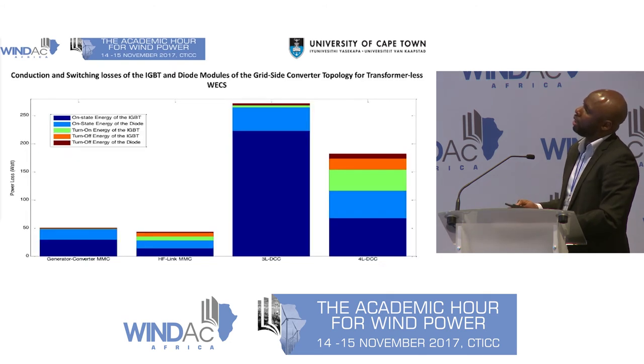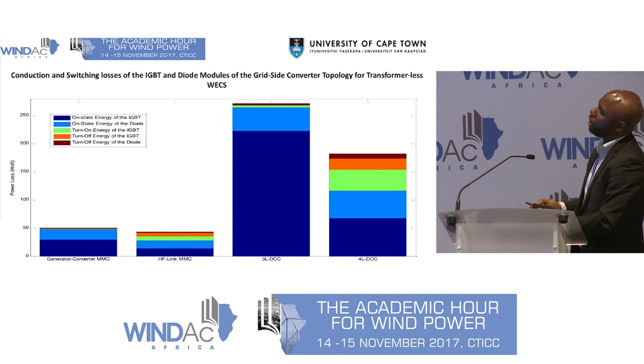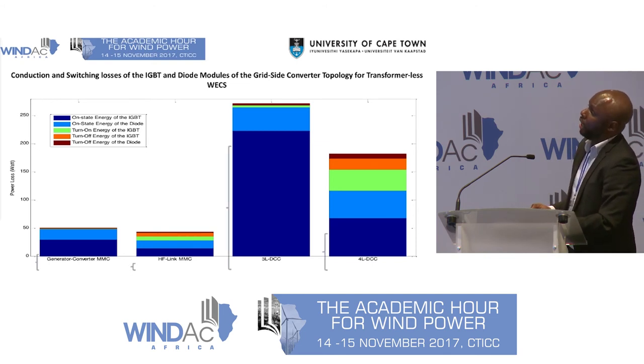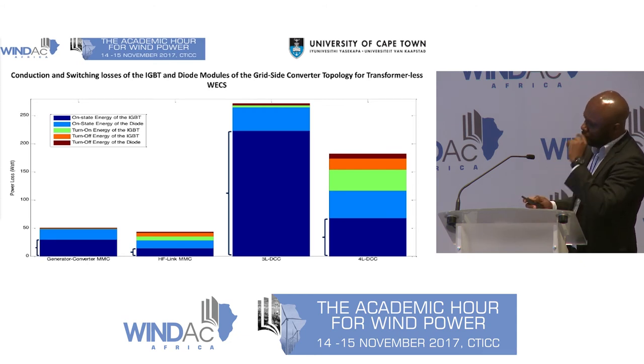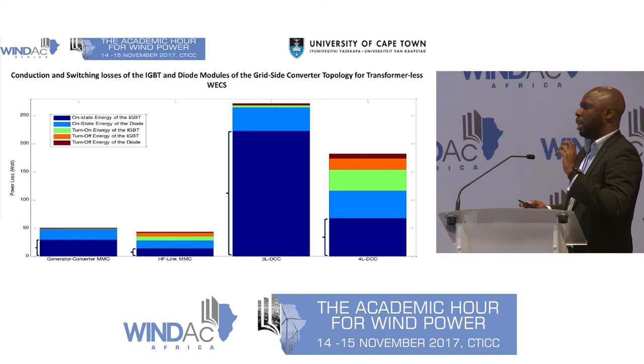And these were the results we got for our conduction and switching loss. For the on-state energy of the IGBT, as expected, the three-level diode clamp had the most conduction loss, mainly because we are using more components. And we can also see for the four-level, although we are using fewer components, because it's a 6.5 kV IGBT, the on-state voltage and on-state resistance are quite high, that's why we have a much higher increase than these two previous ones.